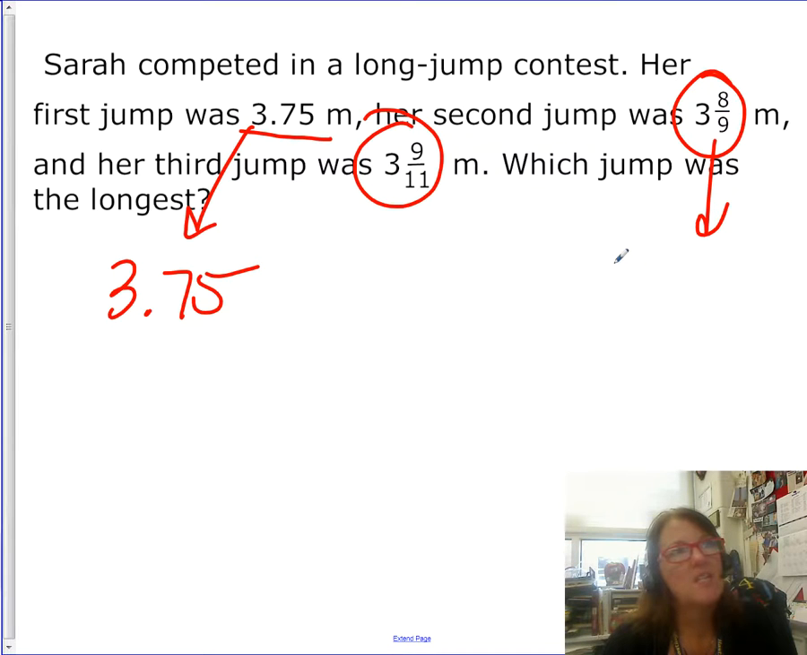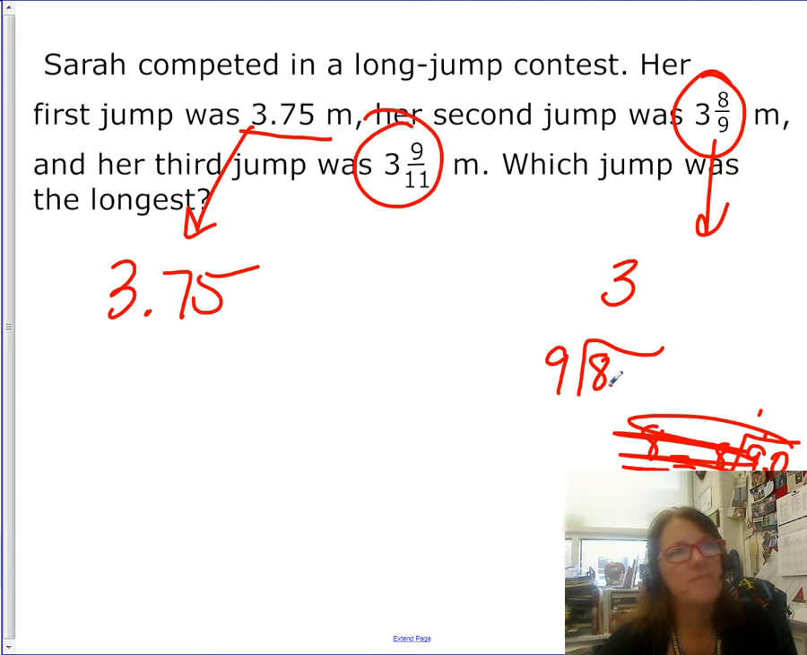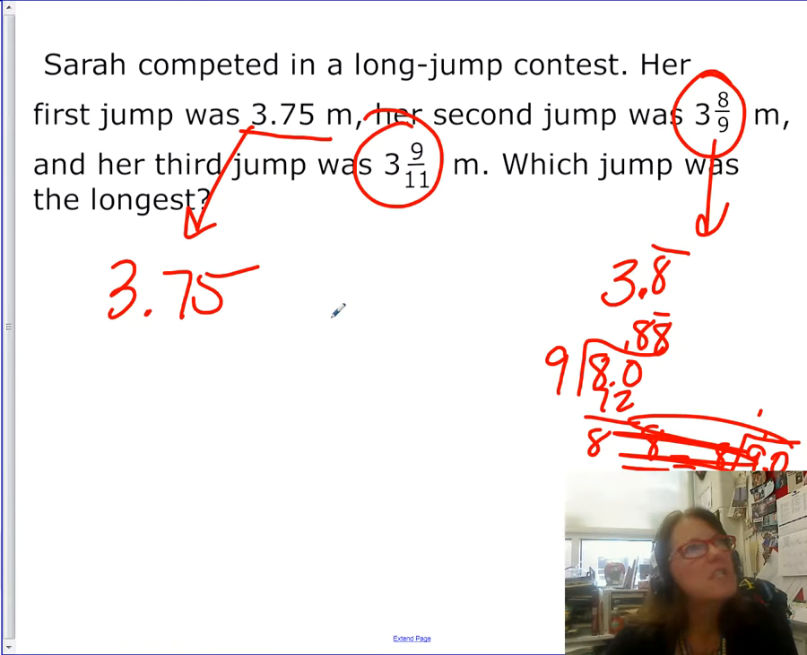3 8/9. If you take 8/9, come off to the side, do some division, and figure out what this is. 8 divided by 9. Here's what happens. First of all, I wrote that wrong. 8 divided by 9. You get 8 and another 8 because you get 72. This is 3.8 repeating, 3 and 9/11ths.